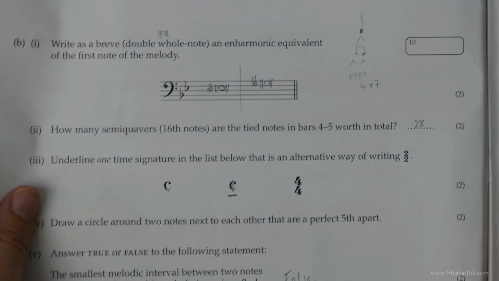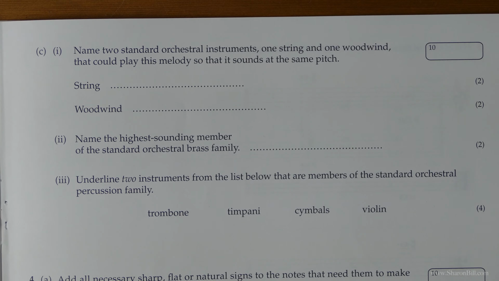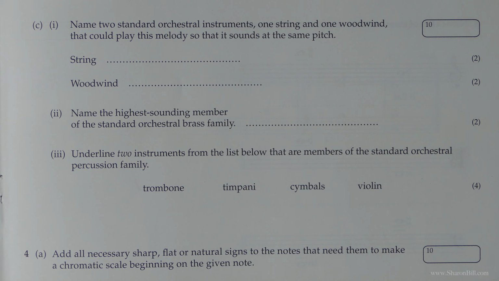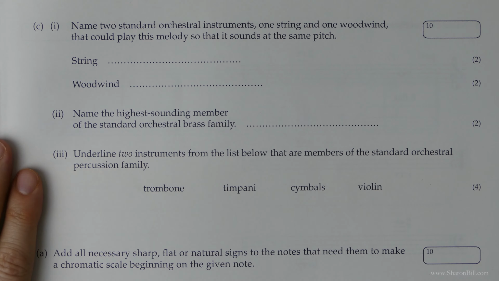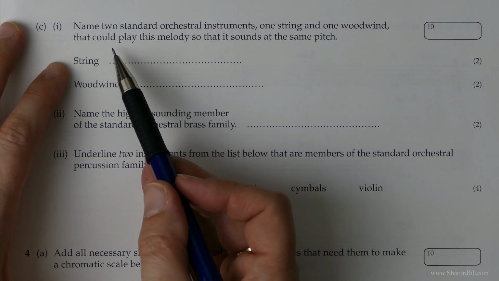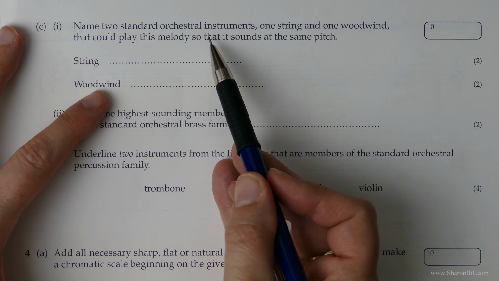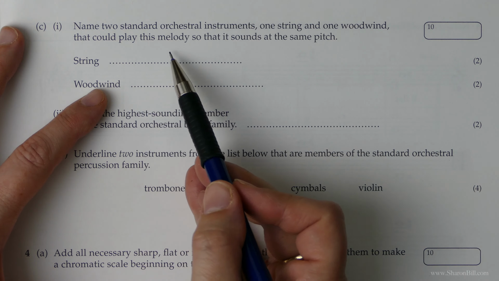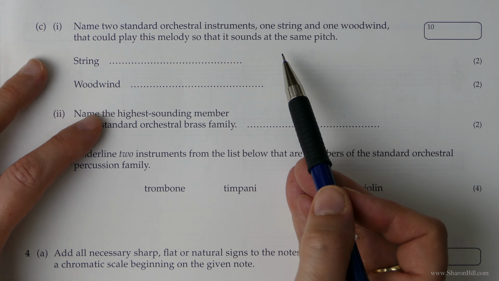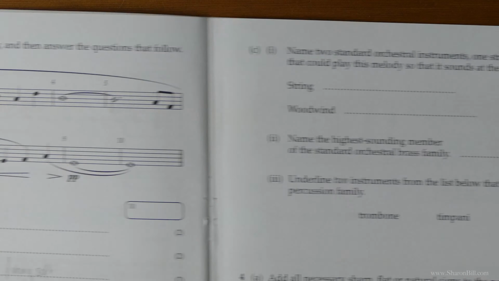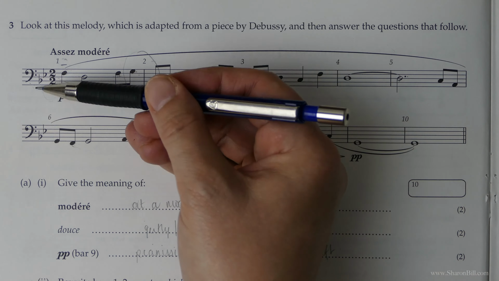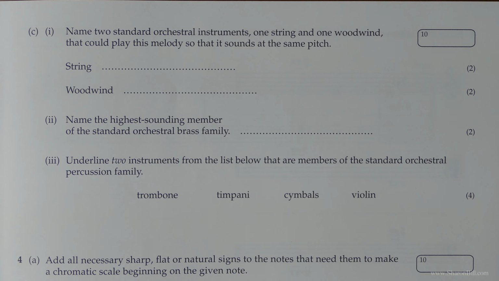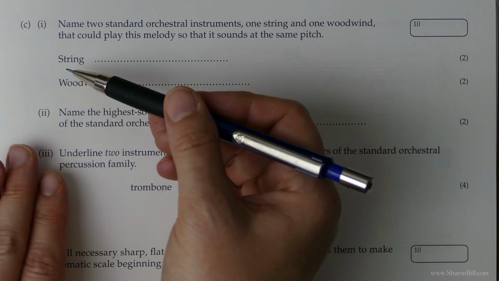Okay, let's turn over to the next page. So this still relates to this question, but in a little bit more of an abstract way. Name two standard orchestral instruments, one string and one woodwind, that could play this melody so that it sounds at the same pitch. So we need to choose instruments that can play in the bass clef. So if you're choosing string, you couldn't say violin because the violin is a treble clef.